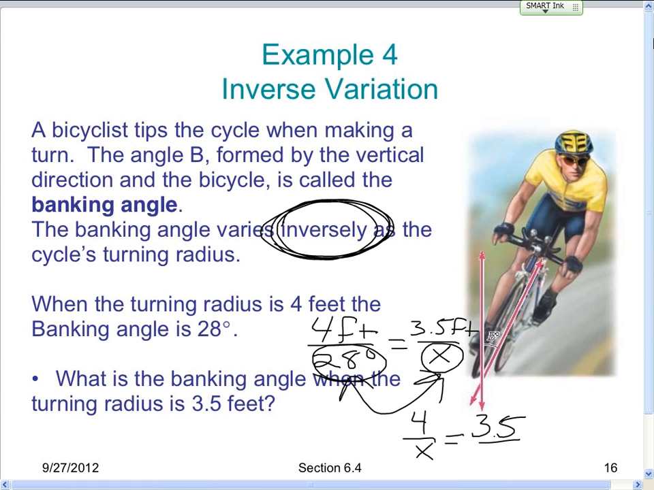3.5 over 28. This is the problem that you're going to solve, not this one. Okay? So x times 3.5 is equal to 4 times 28. Well, it's hard to see, but you divide by 3.5. Okay, so 4 times 28 divided by 3.5 gives us 32 degrees.